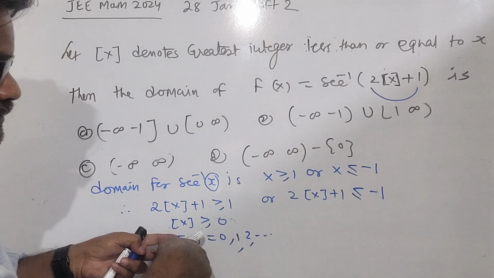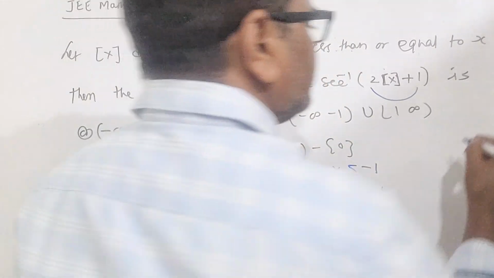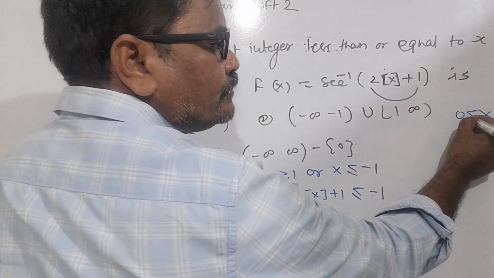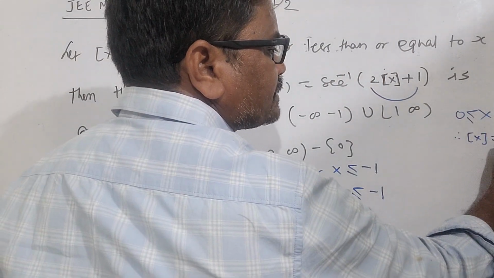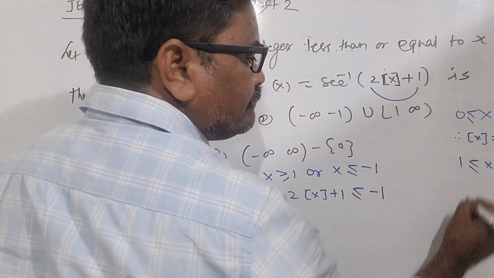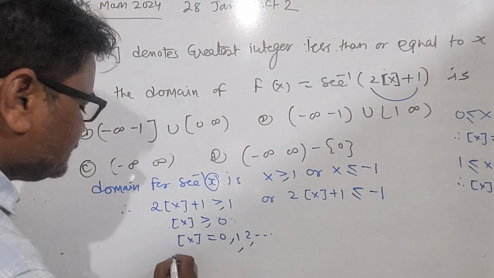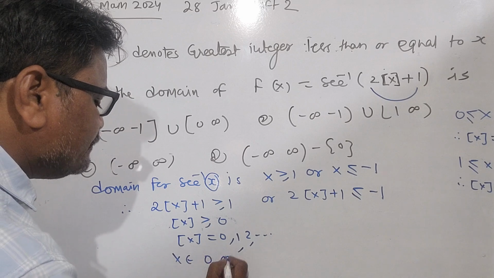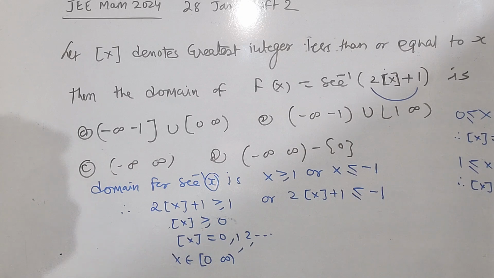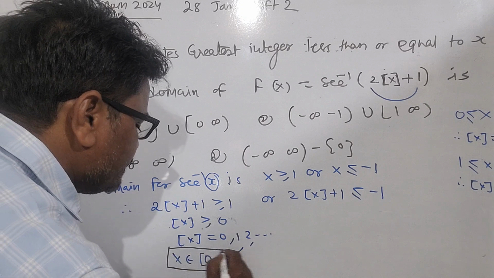Box of x is 0 when x is lying between 0 and 1, including 0. Similarly, when x is coming from 1 to 2, including 1, then box of x is 1. So any number x from 0 to infinity, including 0, is said to be defined for this particular function. So x is from 0 to infinity including 0.